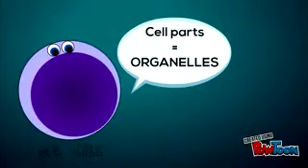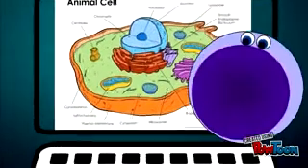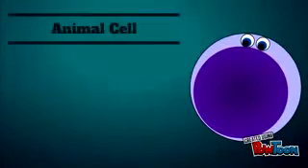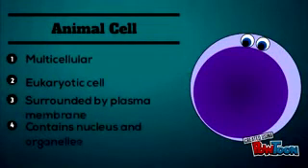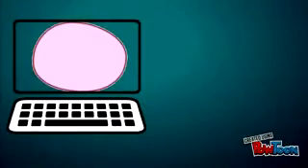Cells have many parts, also known as organelles. They have different functions, but for today we will be focusing on animal cells. They have some different parts and structures compared to plant cells. All animal cells are multicellular. They are eukaryotic cells. Animal cells are surrounded by a plasma membrane, and they contain the nucleus and organelles that are membrane bound. Now, let's take a look at its parts and their functions.